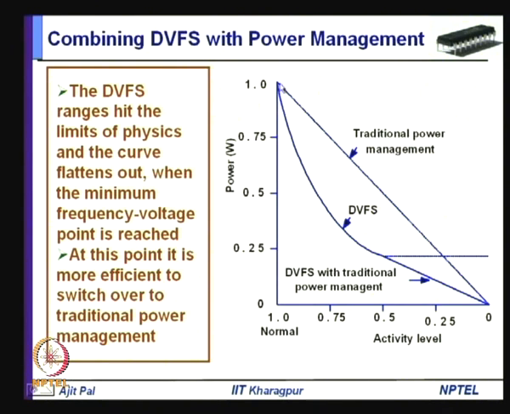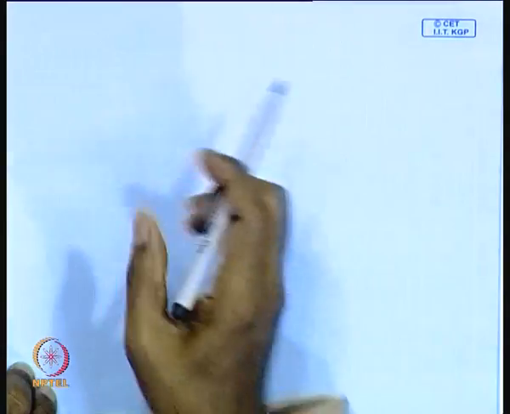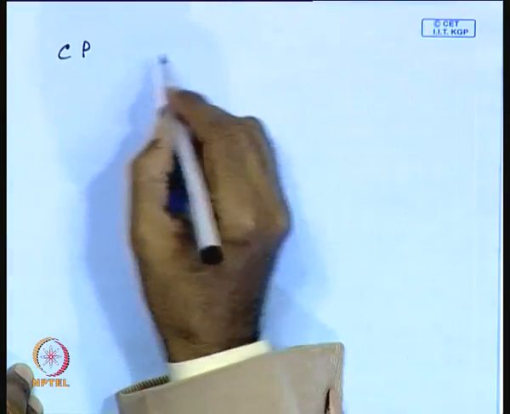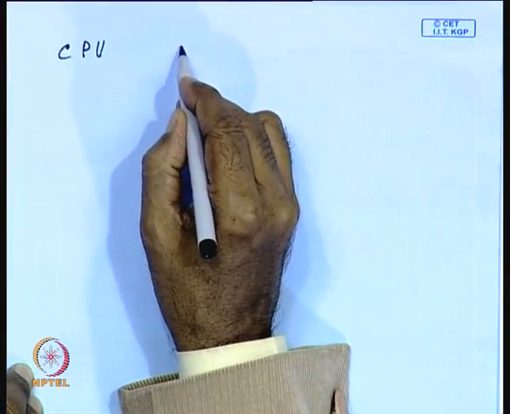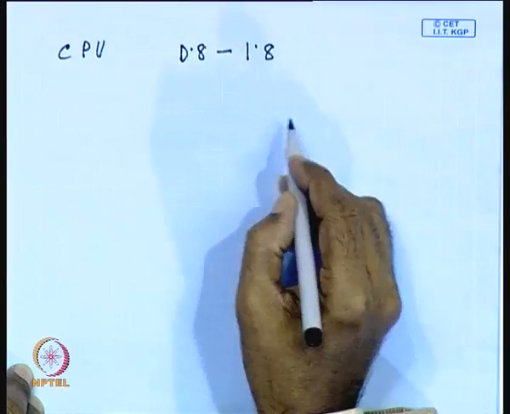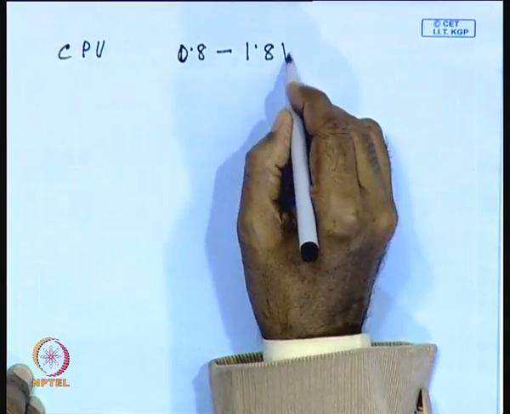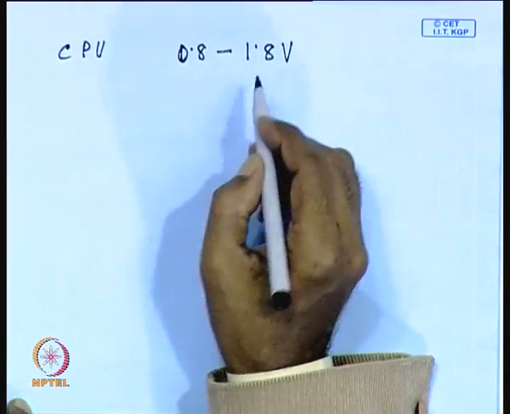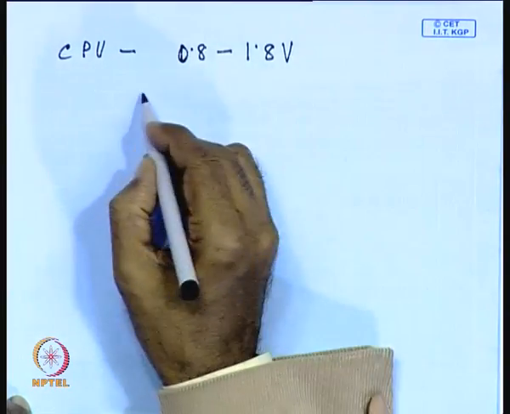activity level, you can reduce the frequency as well as the supply voltage. So, that you can do dynamically. However, this dynamic voltage and frequency scaling is applicable only up to a certain voltage. Why? The reason is we have seen that any processor, any CPU, will operate over a voltage range, maybe say 0.8 to maybe 1.8, let us assume. This is 0.8 to 1.8 volt. This is the operating voltage range of the processor.